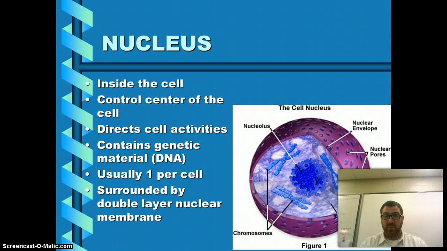Talk about a nucleus next. This is your control center. It's inside of the cell. This is going to literally be the boss of your cell, direct all of the activities, and in doing so, also contains the genetic information or the genetic material for the cell. That's basically your instruction manual. So the boss holds the instruction manual to tell everything else in the cell what to do.